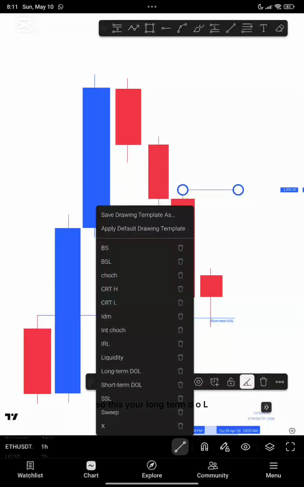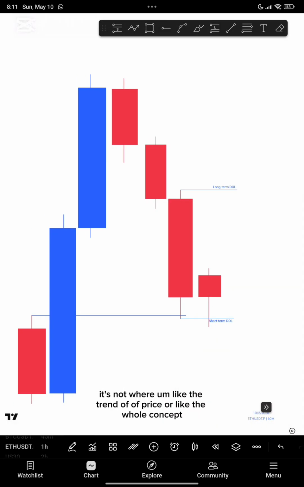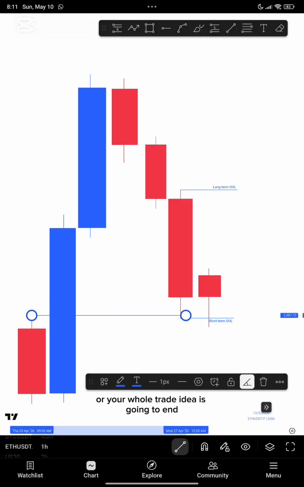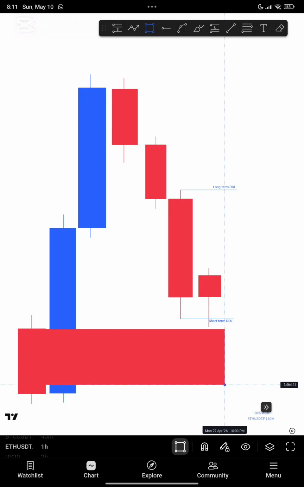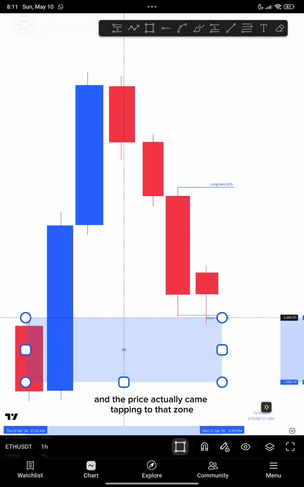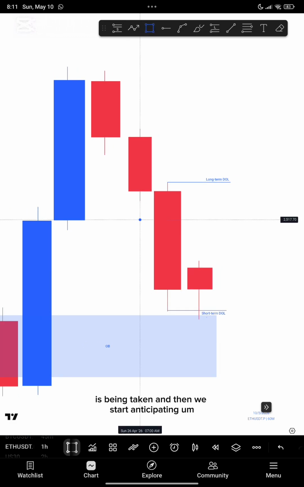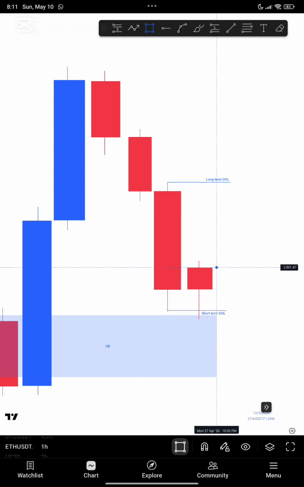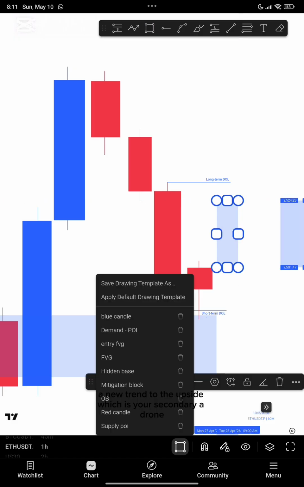So this is your long term DOL. It's not where the trend of price, or the whole concept or your whole trade idea, is going to end. It's not. Okay, let's say this is your higher time frame order block, and the price actually came and tapped into that zone, and then your short term DOL is being taken, and then we start anticipating a new trend to the upside, which is your secondary draw on liquidity.